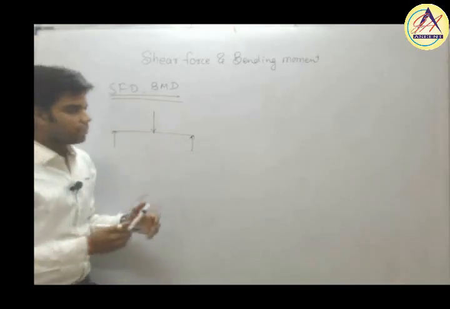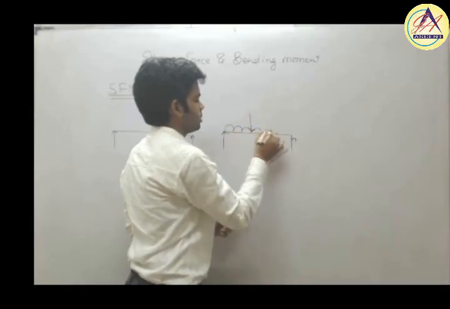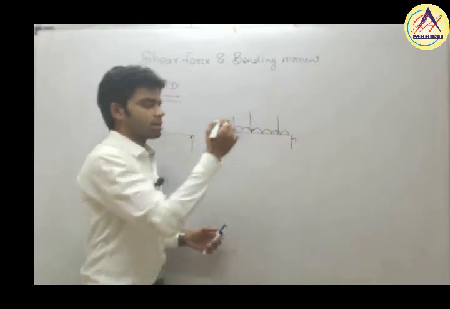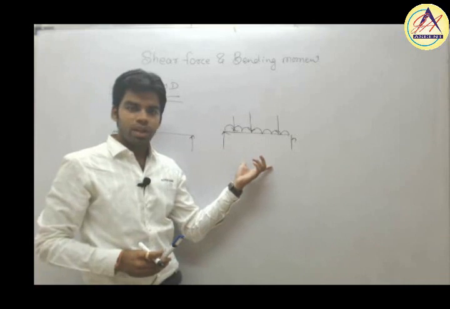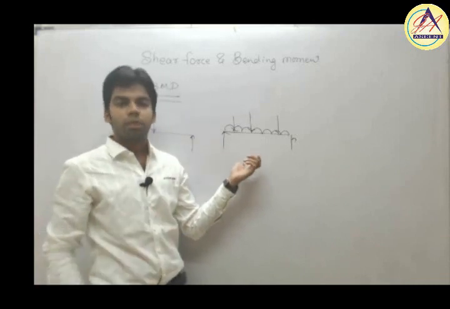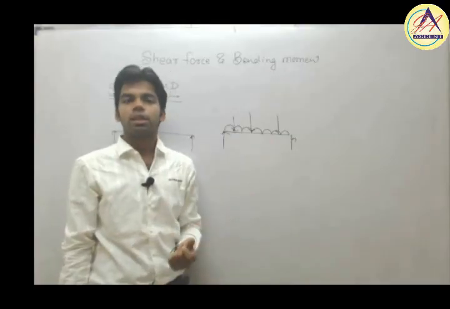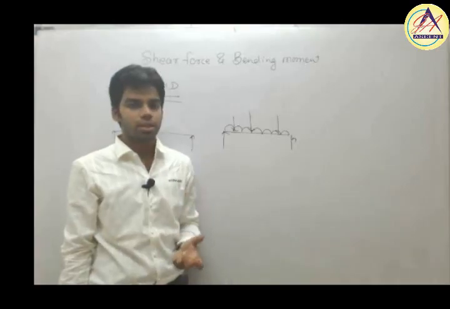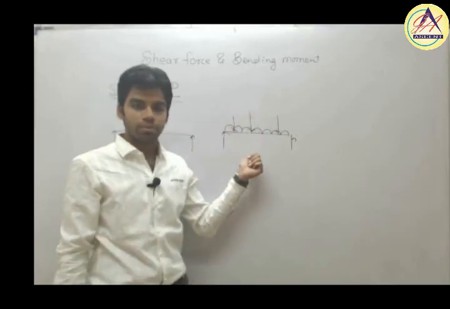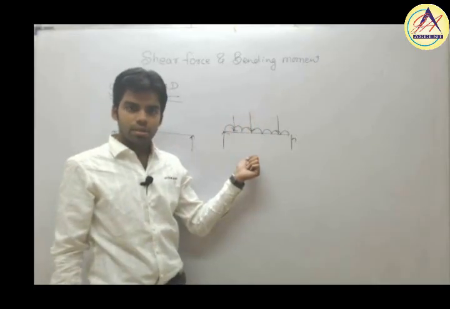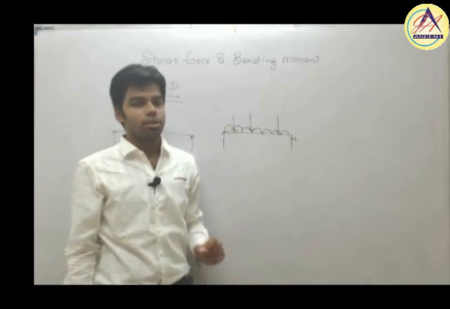Suppose we have some complicated loading like this, any loading x, y, z. At every point the shear force will be different. At every point the bending moment will be different. So what actually is the shear force diagram? Shear force diagram is nothing but the graphical representation of all the shear forces acting across the length of the beam. Bending moment diagram is the graphical representation of all the bending moments acting across the length of the beam.